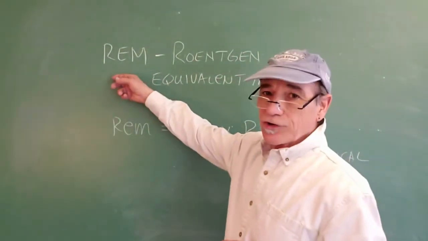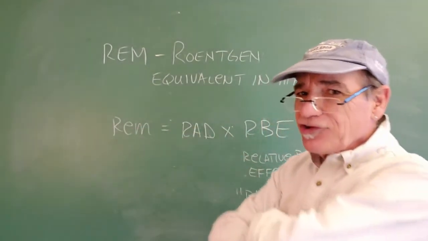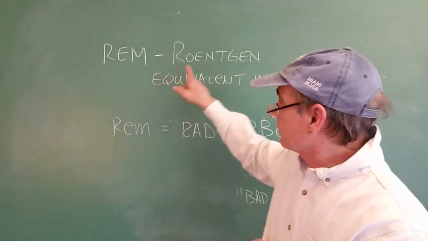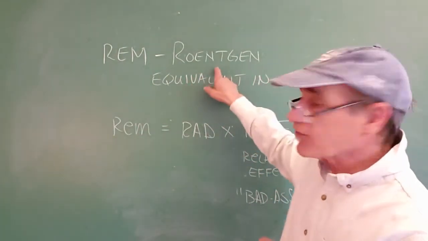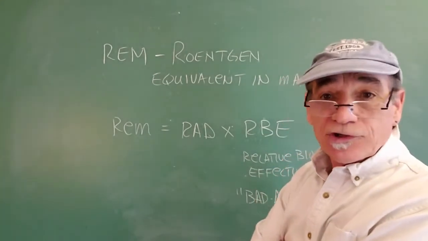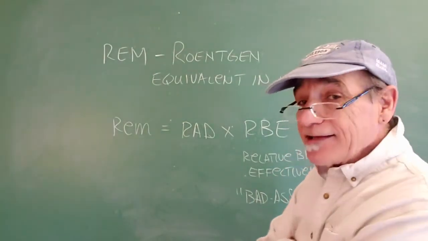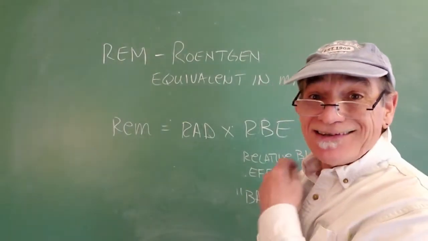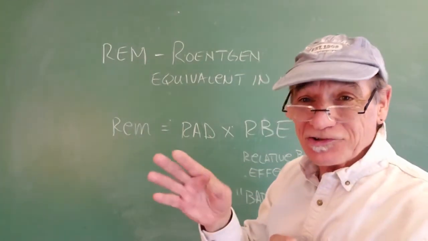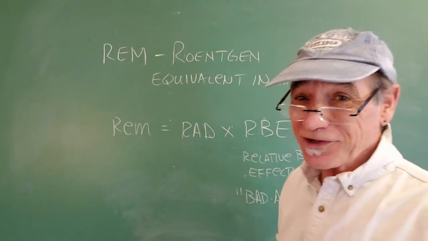The last unit we're going to look at, the REM. This does measure biological damage. And the acronym stands for the Roentgen equivalent in man. This guy Roentgen, he was the guy who developed the fluoroscope, the X-ray machine, back in 1895. First X-ray they took, 1899. They took a picture of his wife's hand. She had shut it in a carriage door and she'd broken her fingers.